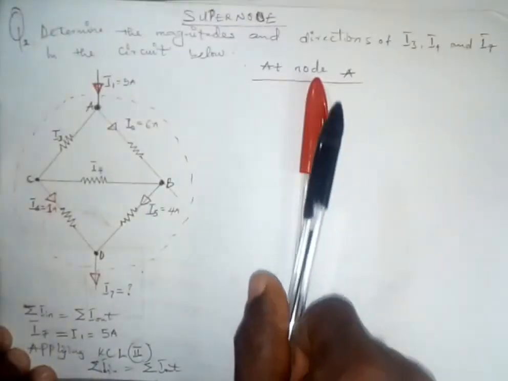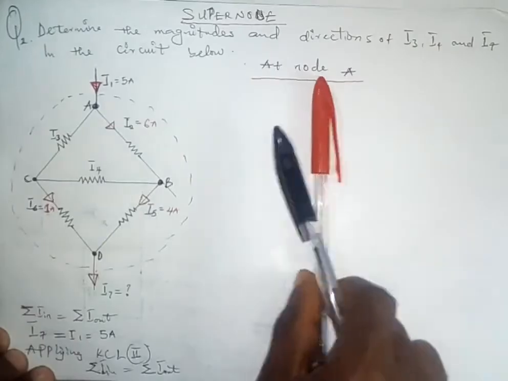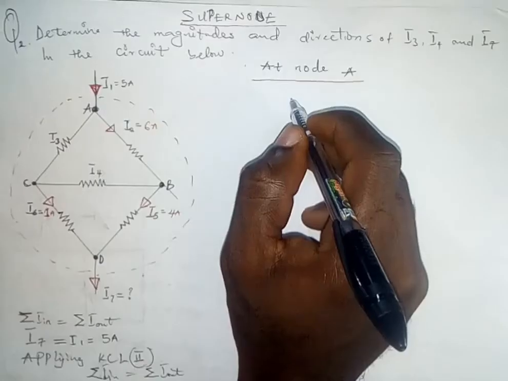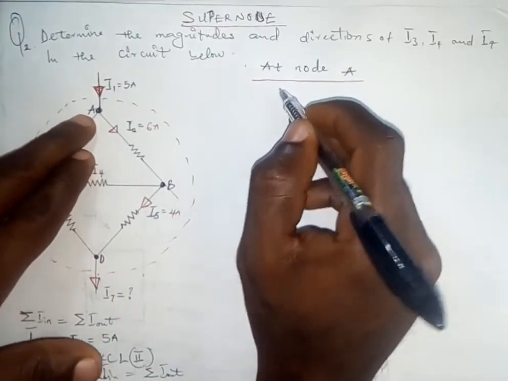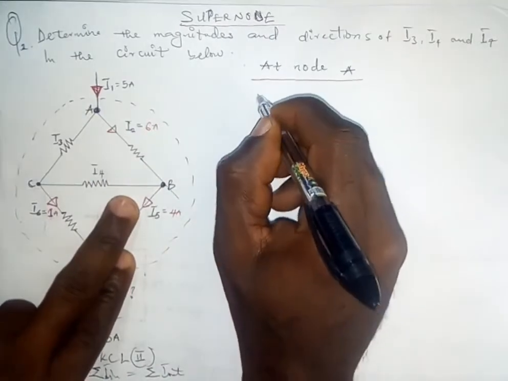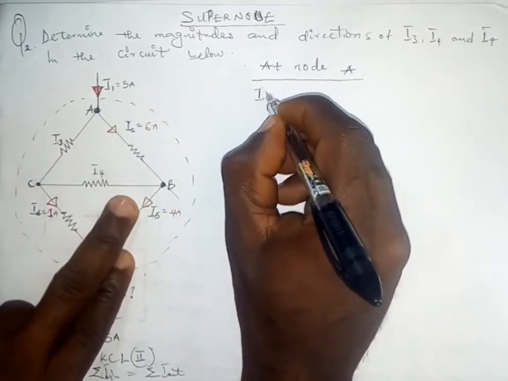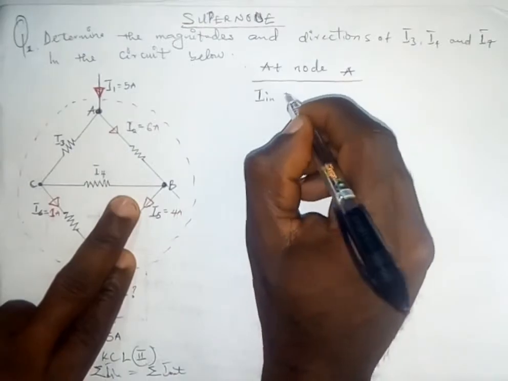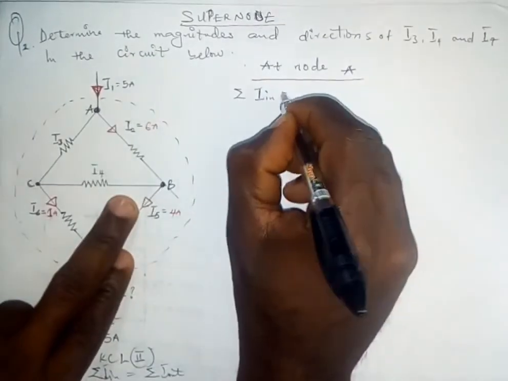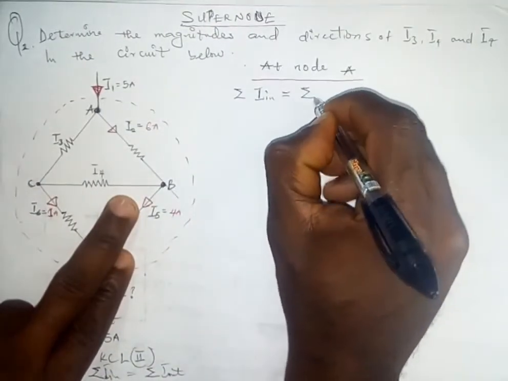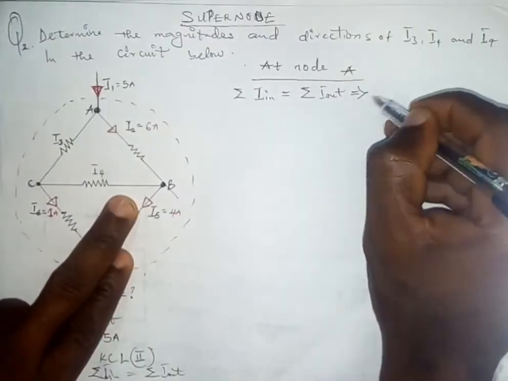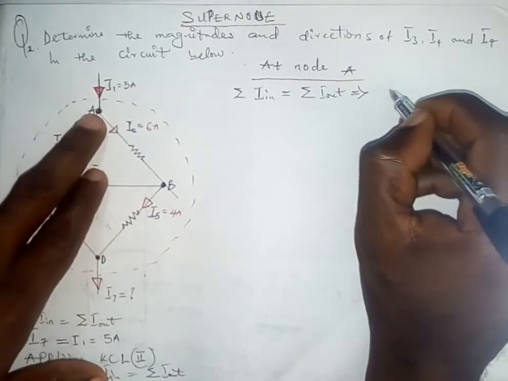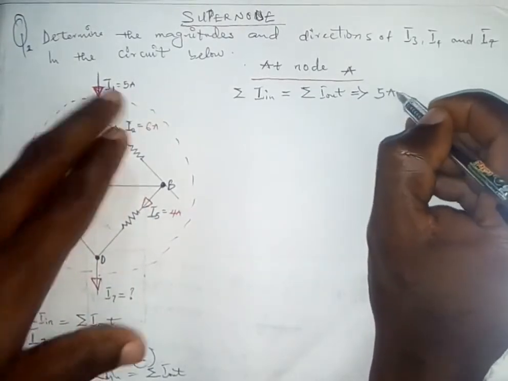So now we are starting from the first node here, which is at the top. So we are going to have, at node A, which is what we have here, the sum of current that is entering the node, which is I in. We have I in must be equal to I out. So if you look at this, what does it mean? So our I in is actually what? 5 ampere, which is the value of our I1.